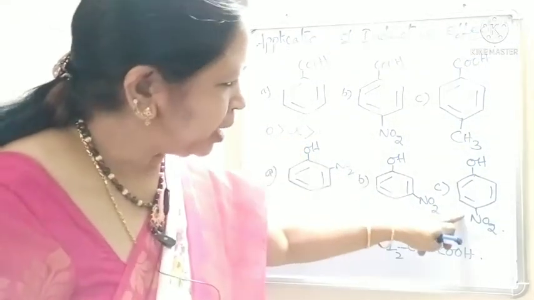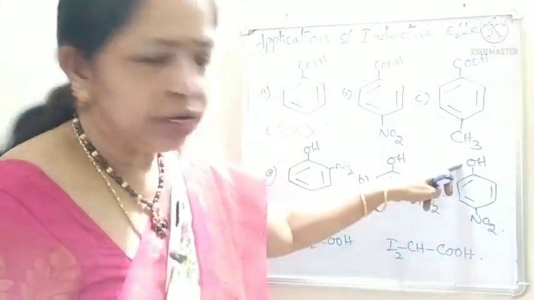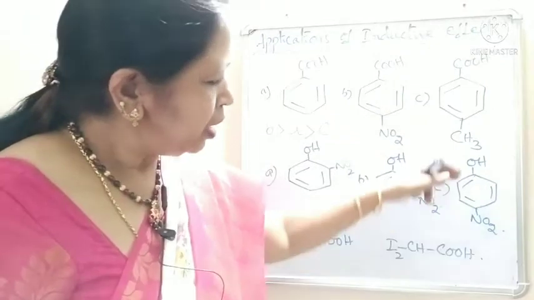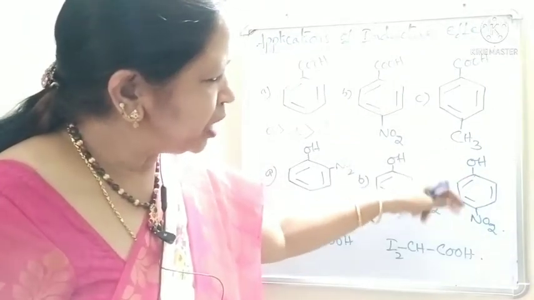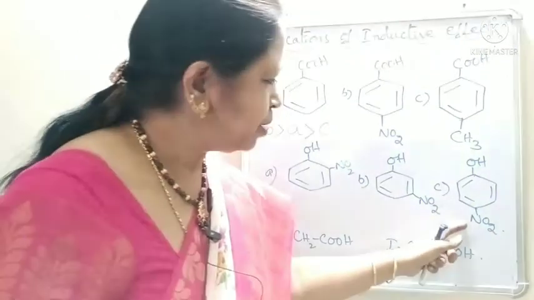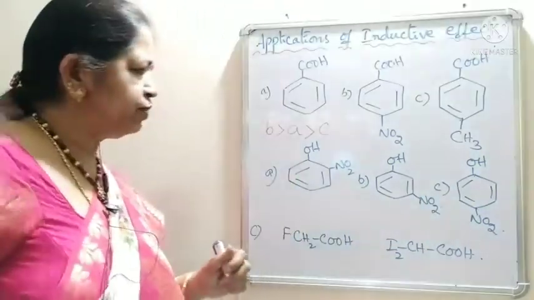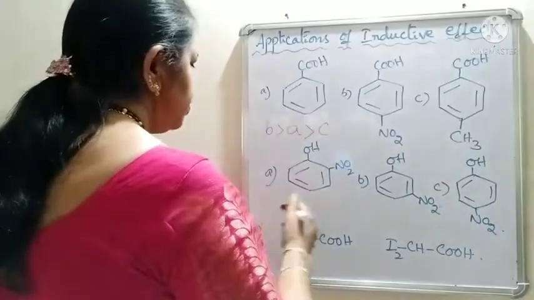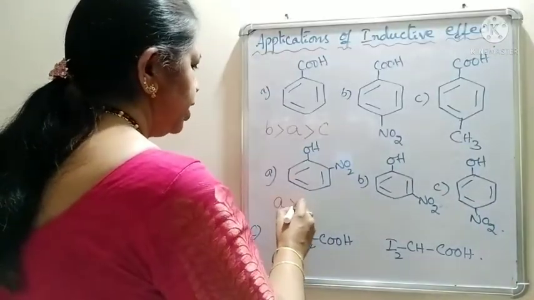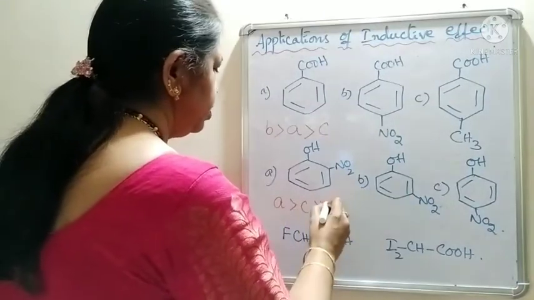Now, coming to the para structure, the distance between the nitro group and the hydroxyl group is more. So, even though the electron density moves, the effect will be less. So, this is less acidic. Paranitrophenol is less acidic than orthonitrophenol. A is stronger than C, which is stronger than B.